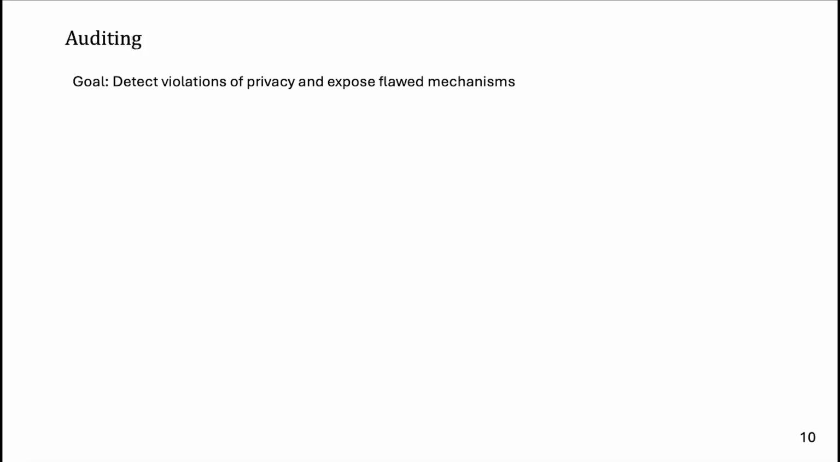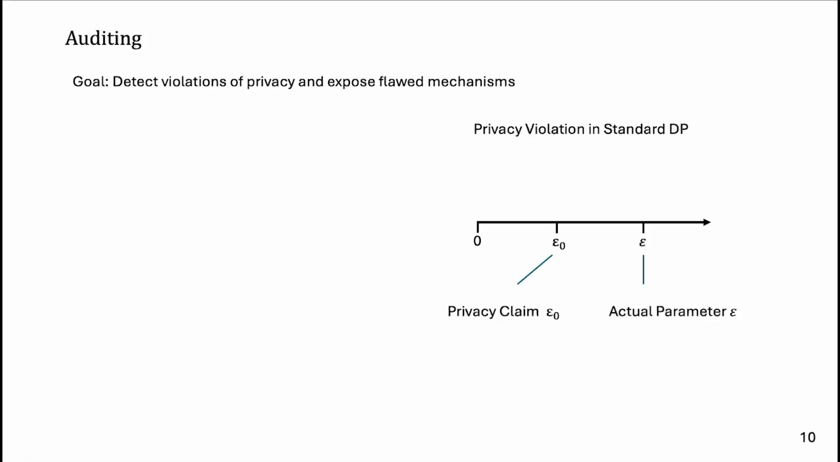And again, to get a better understanding of what actually constitutes a privacy violation, we take a look at standard DP first, and we consider the following constellation. We have a privacy claim, epsilon 0, that lies well below the privacy parameter epsilon that can actually be achieved by our privacy mechanism M. So our privacy claim is too optimistic and does not accurately reflect the amount of privacy that our mechanism can afford to individual users. And this privacy violation comes as a visible distance between the two privacy parameters.